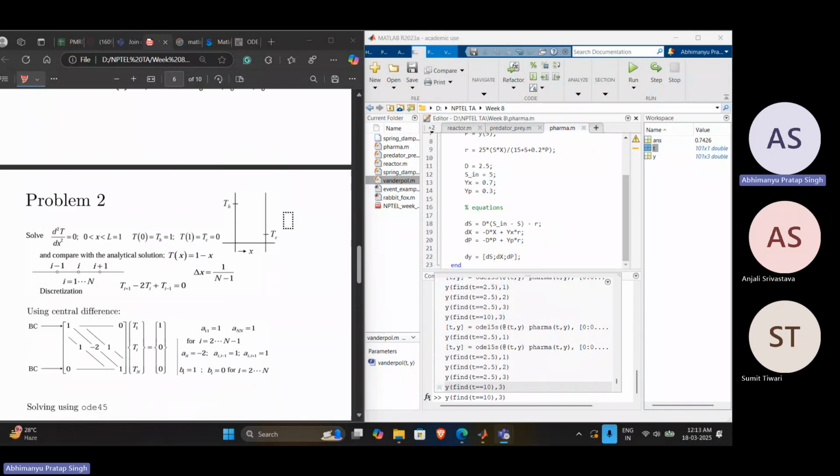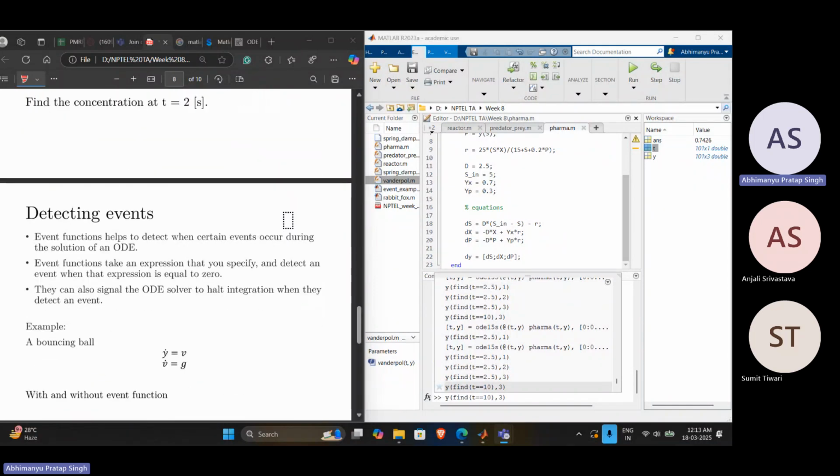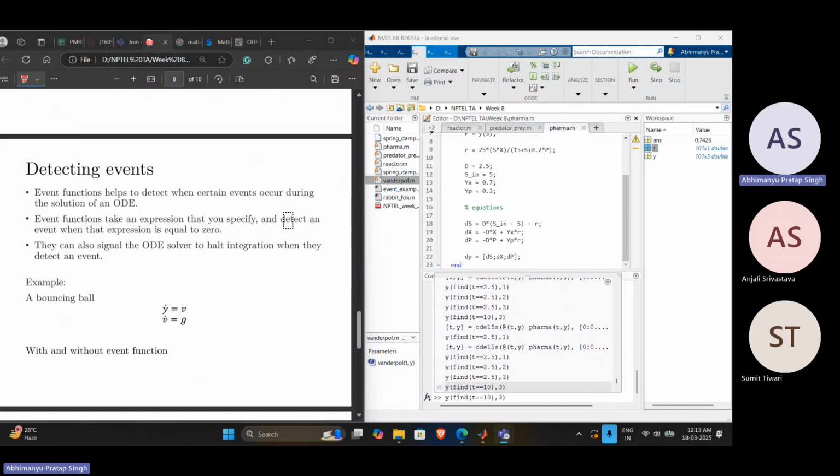Yeah. So now the next part that I wanted to tell you is the detecting events part. So ODE45.